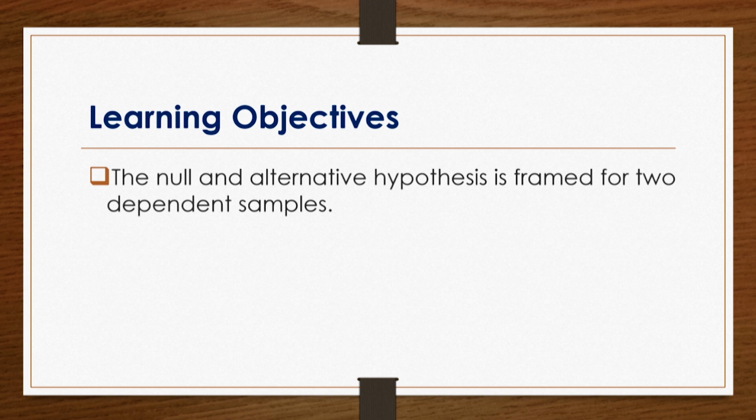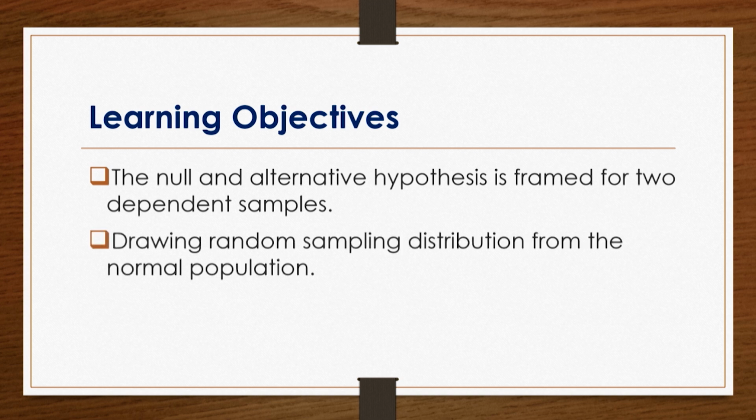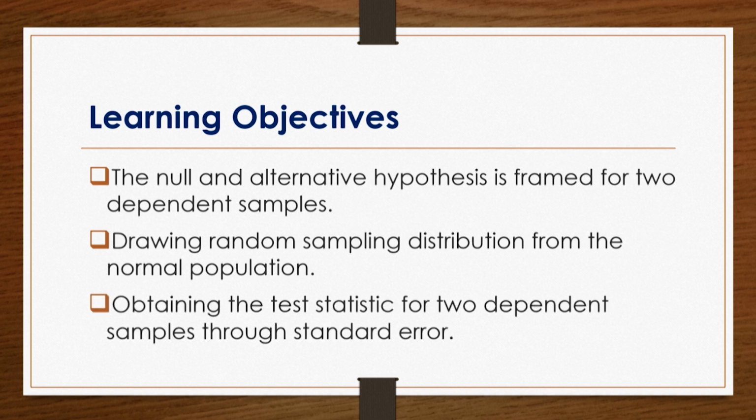The null and alternative hypothesis is framed for two dependent samples: drawing random sampling distribution from the normal population, and obtaining the test statistic for two dependent samples through standard error. In this video, we are going to see particularly the null hypothesis and alternative hypothesis for two sample dependent samples.